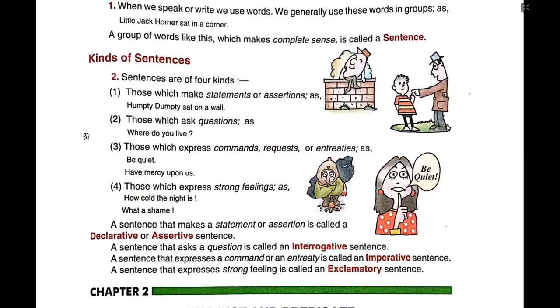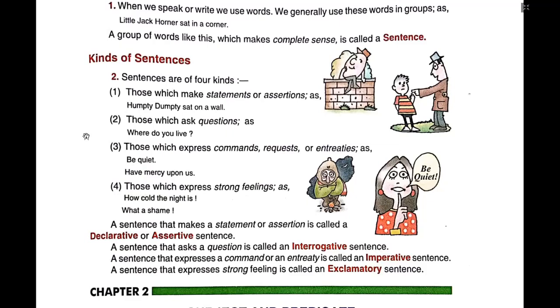A sentence that asks a question is called an interrogative sentence. For example, where do you live? This is an interrogation, asking for something, asking about something. So it is an interrogative sentence. A sentence that expresses a command or entreaty is called an imperative sentence. Entreaty is making a request, a humble request. So it is called an imperative sentence.